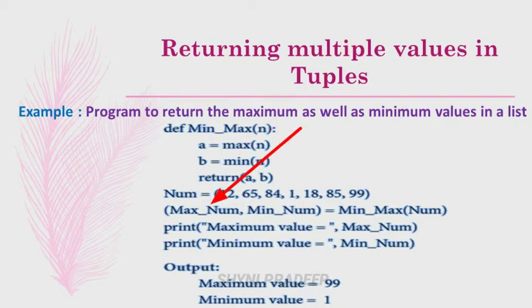The value of num will be copied to the formal parameter n. See the next line, max num, min num is equal to min max num. So the minimum value and maximum value of num will be returned. And next, print maximum value, the maximum number will be printed, and print minimum value, the minimum value will be printed. Here maximum value is what? 99 and minimum value is 1. This will be printed on the output screen.